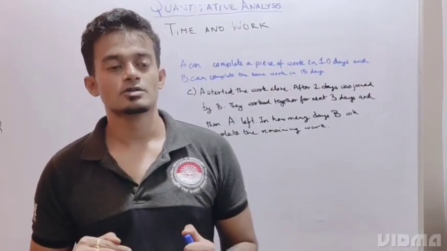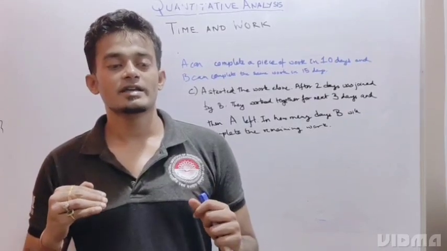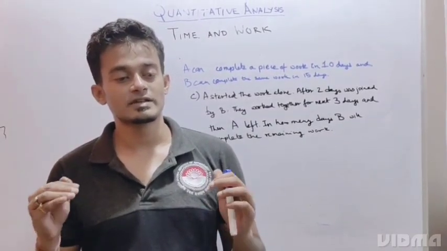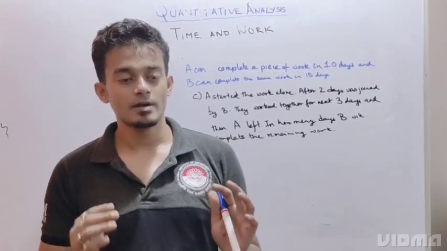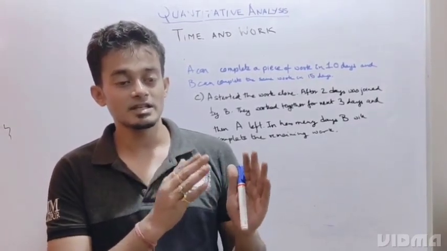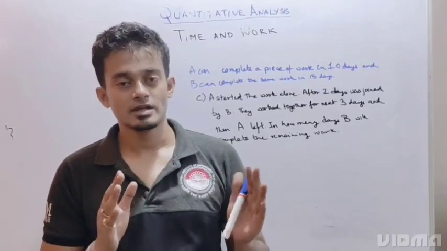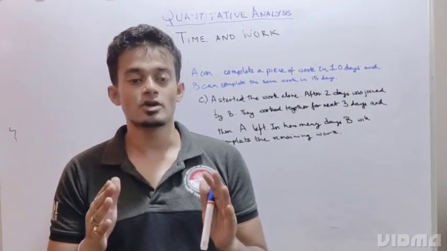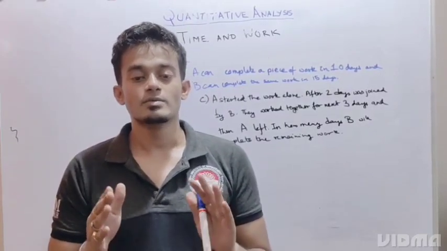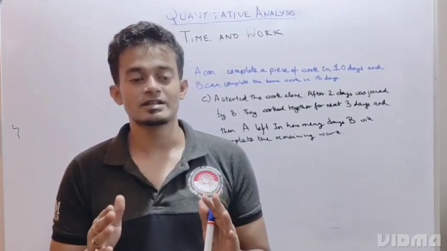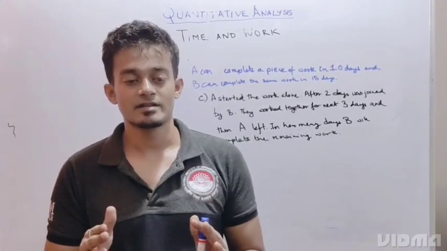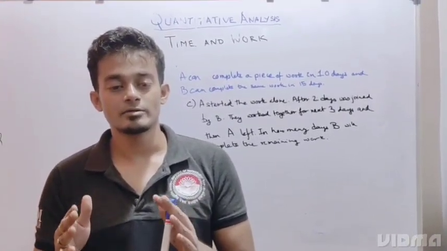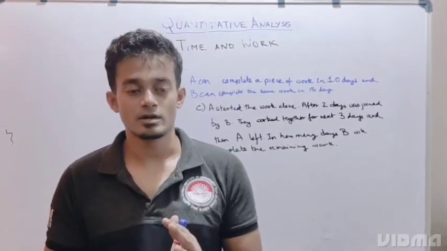So the question says A can complete a piece of work in 10 days, B can complete the same work in 15 days, but now what happens? A starts the work alone, and after 2 days he was joined by B. They worked together for the next 3 days and then A left. In how many days will B be able to complete the remaining work?